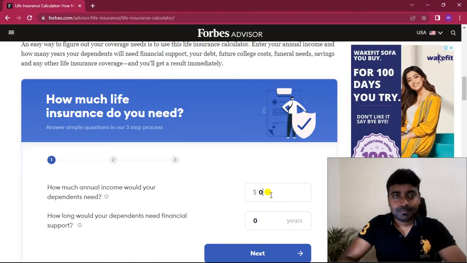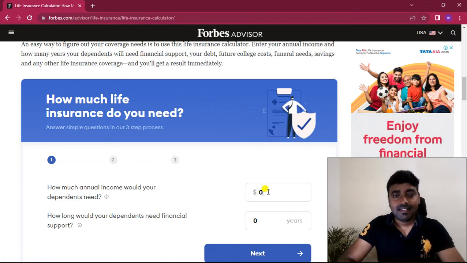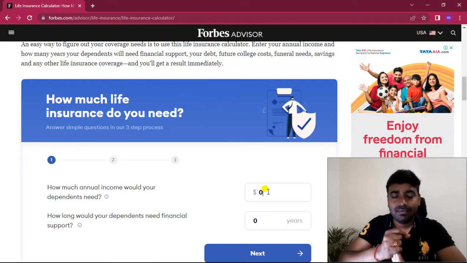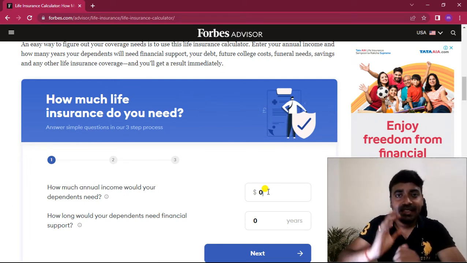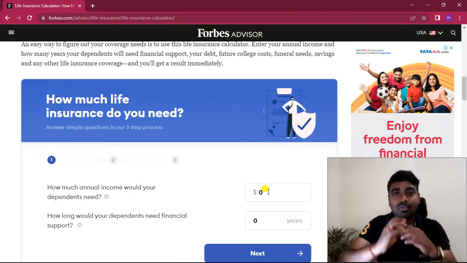Okay. So the first factor you need to consider is how much annual income your dependents need. What is the meaning of that? Take the example: in your family you have two parents, two children and one wife. That means 5 people are depending on you, and per month you are spending 10,000 on each individual. That means every month you need to spend at least 50,000 rupees for their clothes, food, housing and all other things. So 50,000 is the minimum we need to spend.